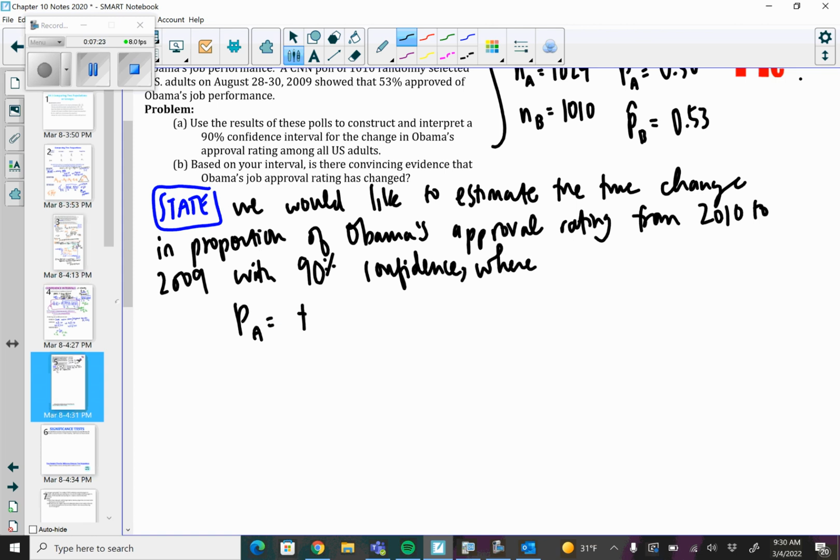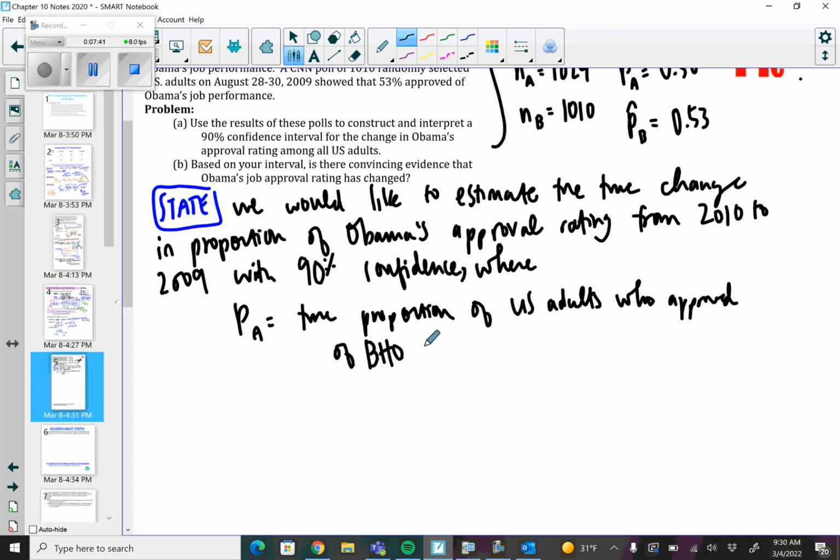PA is the true proportion of US adults who approved of Barack Obama in 2010, and the proportion of B, PB, is going to be this same thing, but in 2009.